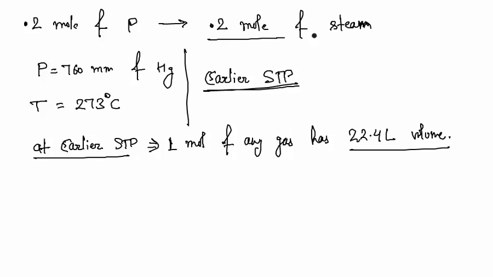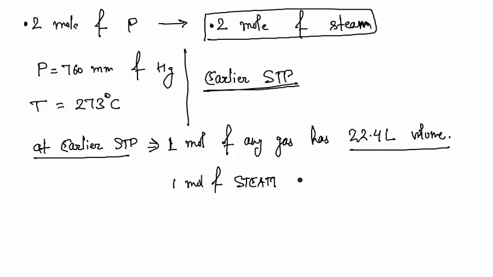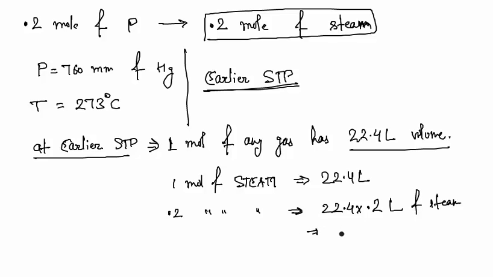And we have 0.2 mole of steam. If you have 1 mole of steam at this pressure and temperature, that means you have 22.4 liter. So if you have 0.2 mole of steam, you have 22.4 into 0.2 liter of steam. So it will be 4.48 liter. So basically you are producing 4.48 liter of steam.